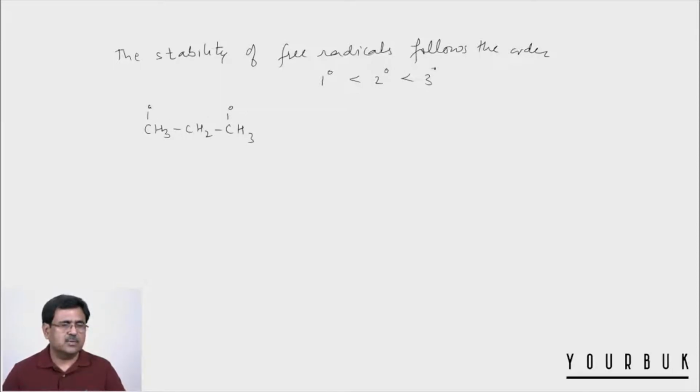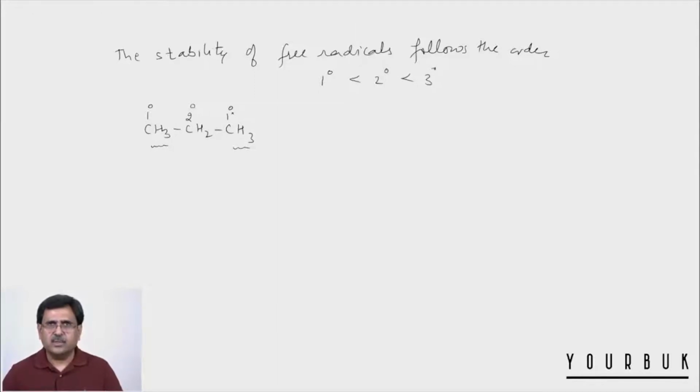This CH3 is also called primary carbon, and the hydrogens attached to primary carbon atoms are called primary hydrogens. So these 6 hydrogens are primary hydrogens, and this CH2 carbon is attached to 2 other carbon atoms. This is called 2 degree carbon, secondary carbon, and the hydrogens attached to this carbon are called secondary hydrogens.